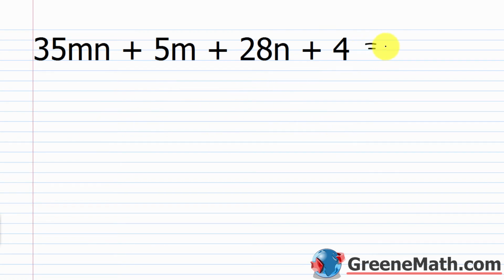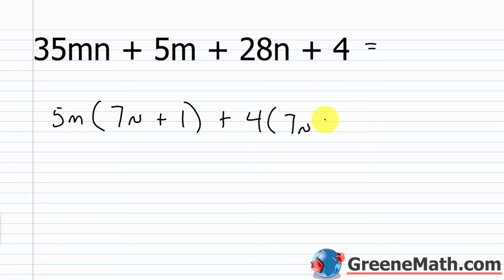So we'll put equals. Again, in this first one, I'm pulling out a 5m. And what's left inside, 35mn divided by 5m is 7n. Plus 5m over 5m is 1. Plus, when I'm pulling out of this group, I'm pulling out a 4. So 28n divided by 4 is 7n. And then plus 4 over 4 is 1. So you can see we have that common binomial factor of 7n plus 1.